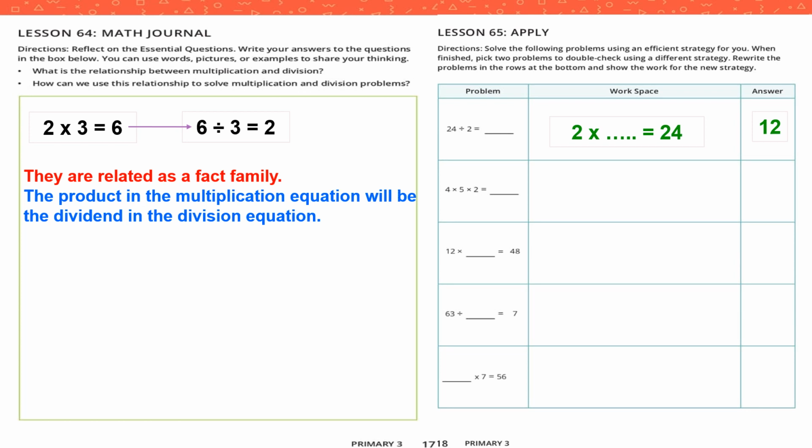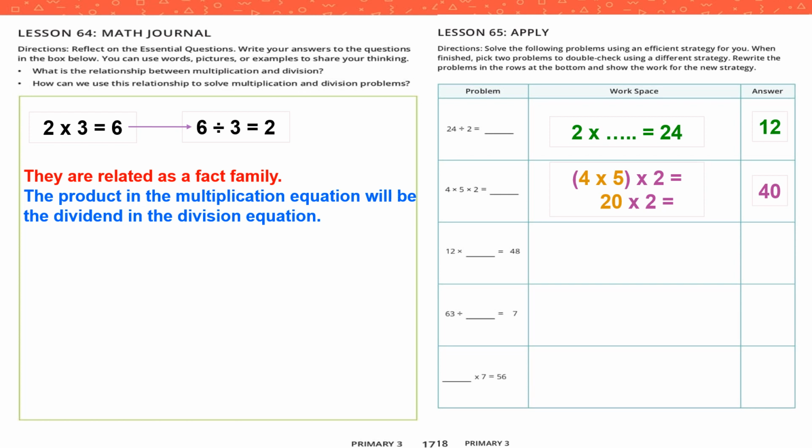4 times 5 times 2. Which property should I use here? I have 3 factors. Associative property, like this. 4 times 5, and we said before we take 4 and 5 together to give me 20 because the 0 is very easy in multiplication. 4 times 5, 20. 20 times 2, sure, 40. Okay, I will take this 0 out here, and 2 times 2, 4.